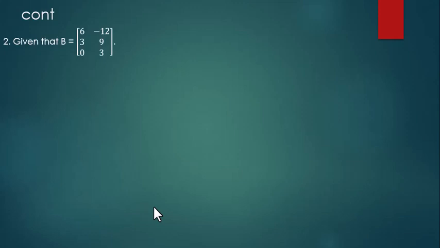So question 2 says, given that B is equal to 2, negative 12, 3, 9, 0, and 3. Then we're told to state the order of matrix B. How are we going to state the order of matrix B? So in this particular case, we're going to count the rows. So rows we said run from left to right, and columns run from top to bottom. So we're going to count the rows.